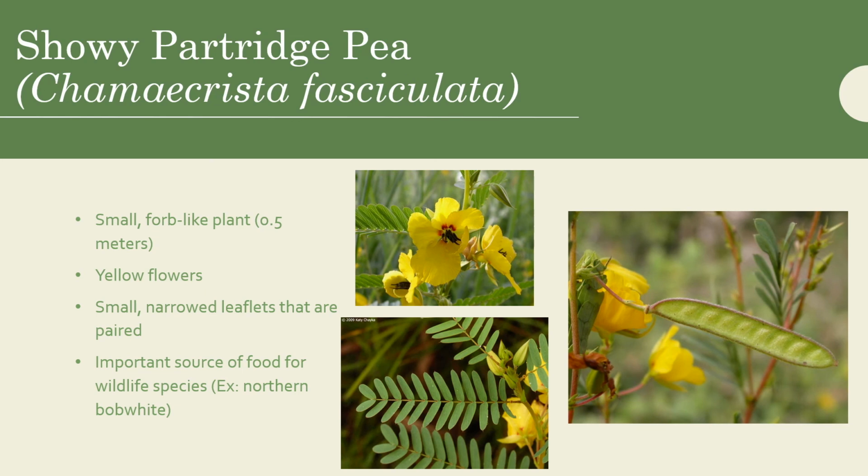Next we have showy partridge pea. This is Chamaecrista fasciculata. This is an example of a legume that is more small and forb-like. It only grows to about half a meter tall. These guys have bright yellow flowers, and again the leaves are small and narrowed leaflets that are paired. These guys can actually form a good food source for a lot of wildlife species such as northern bobwhite.